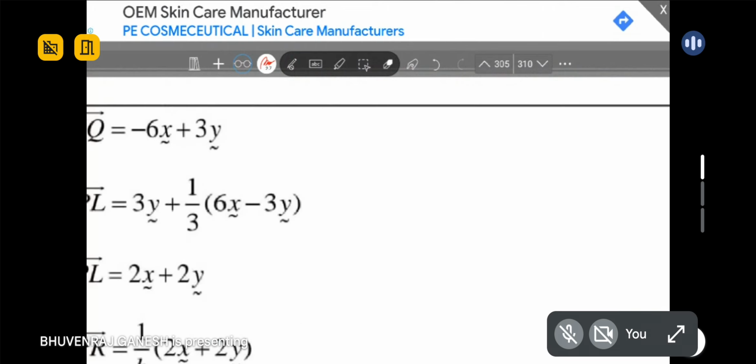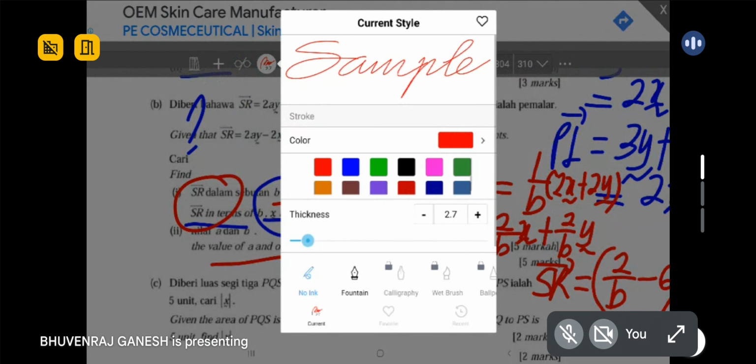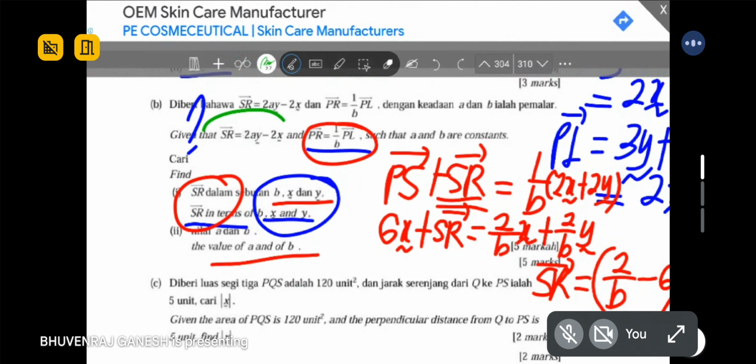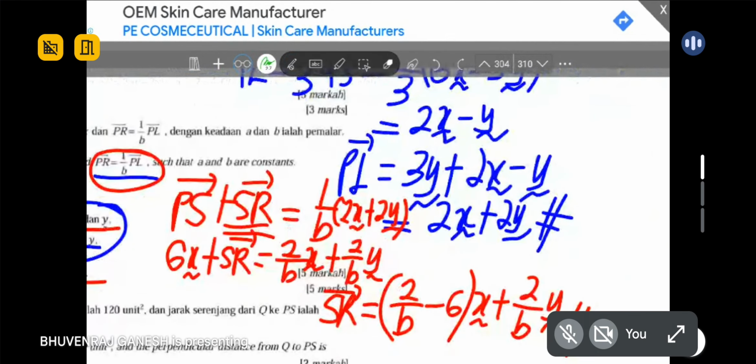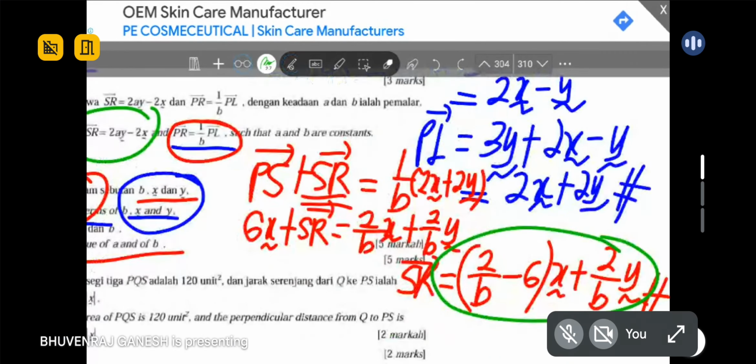Okay, continue. Now they ask you to find A and B, guys. Kamu kena cari nilai A dan B. So guys, how to find A and B? You have SR here. You also have SR here. So what can you do, guys? Simultaneous equation. Am I right? Kamu boleh buat persamaan serentak.